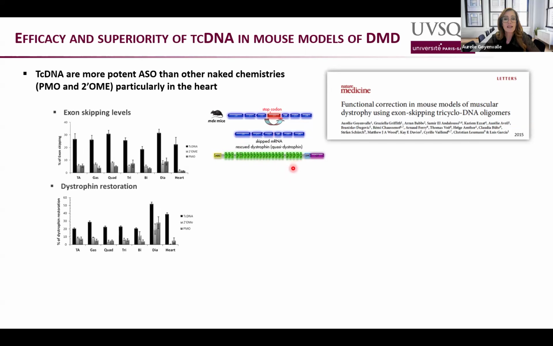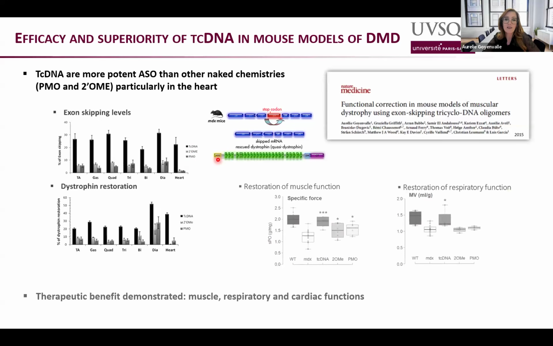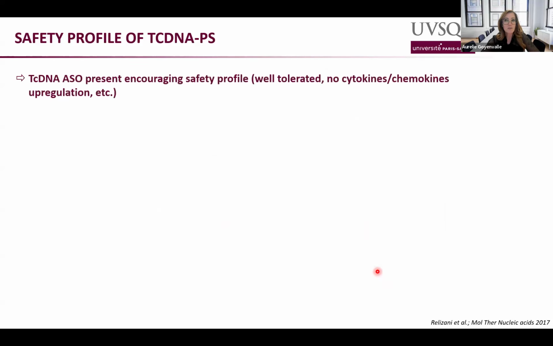So at the time, we compared the tricyclo with the two chemistries that were used in clinical trials, the PMO and the 2'-O-methyl. And we were able to show that the tricyclo showed very high potency, at least 5 to 6 times higher potency. And this was associated with therapeutic benefits in the dystrophic mice, so restoration of the muscle function, respiratory function, cardiac function. So overall, they did show a high therapeutic potential, but what about the safety profile?